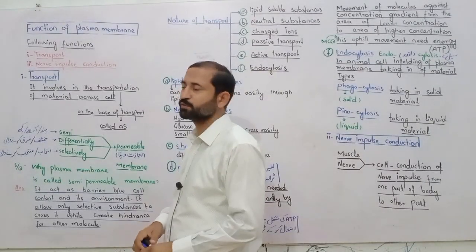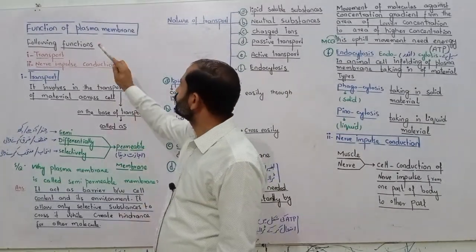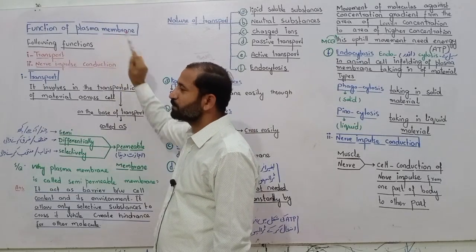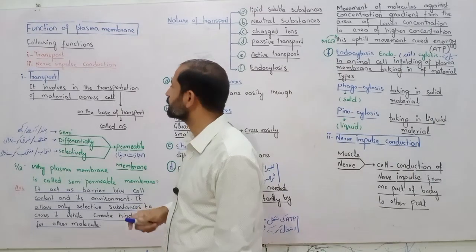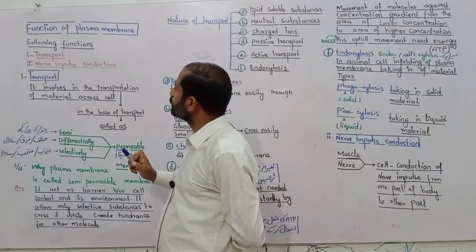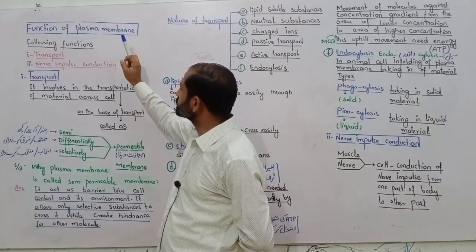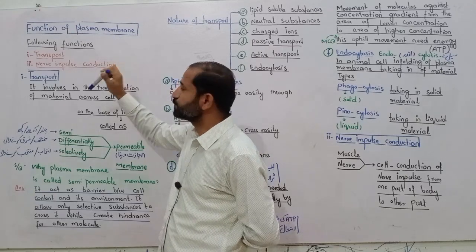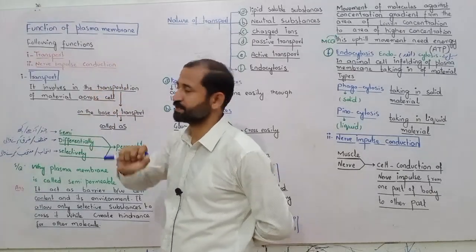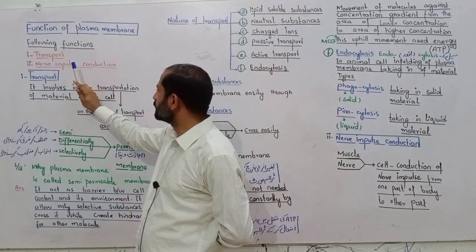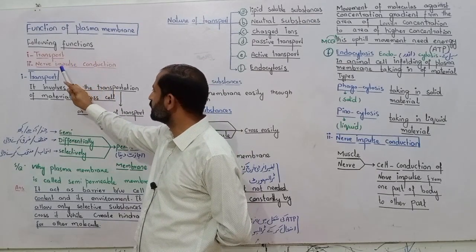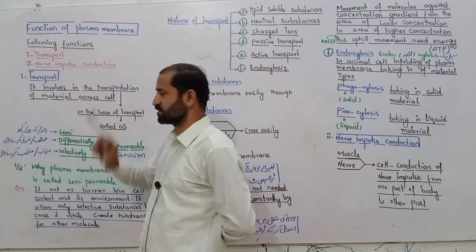Bismillahirrahmanirrahim. Today we are going to discuss the function of the plasma membrane, that is, what functions are performed by the plasma membrane. We solve this question in such a way that the function of the plasma membrane is distributed into two points. Number one, it is involved in transport, and number two, it is involved in nerve impulse conduction.